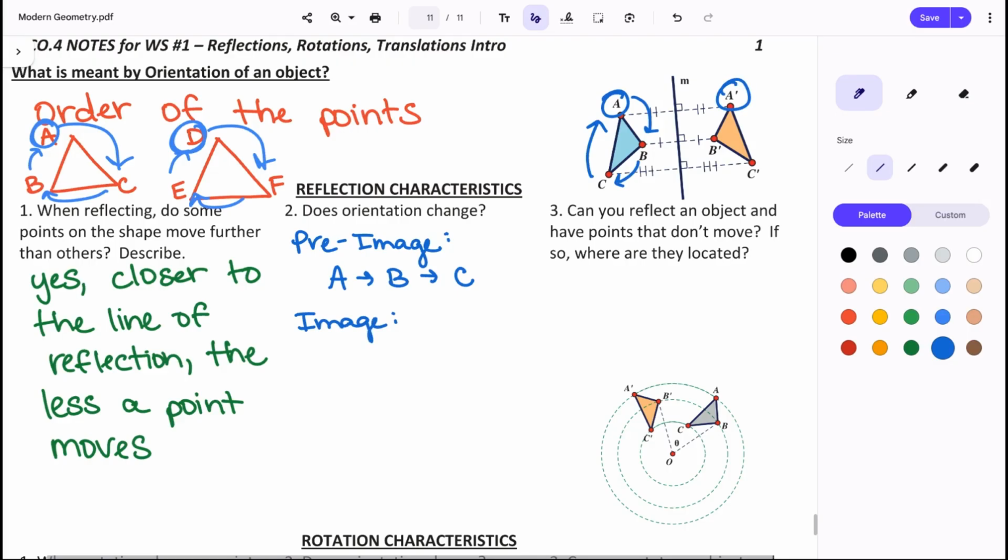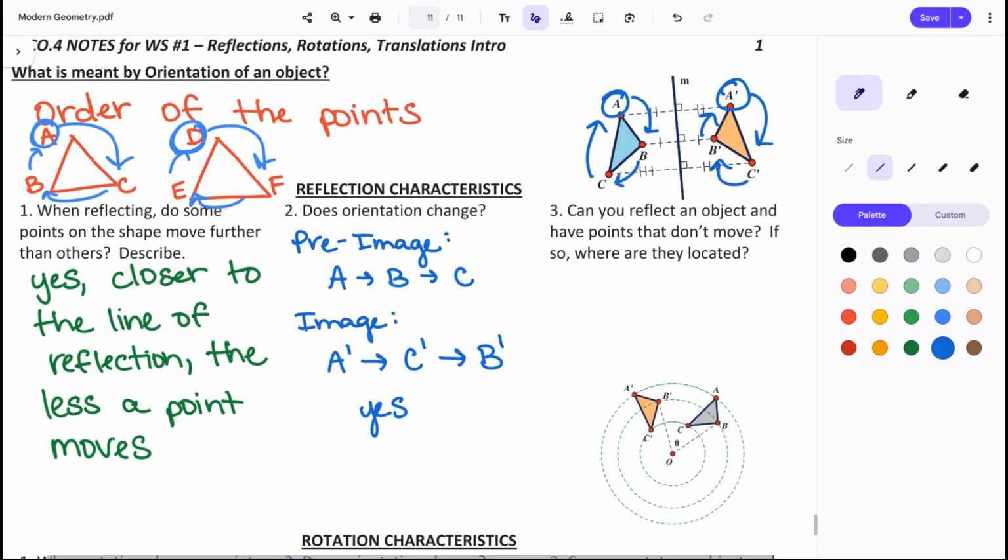So if I start at A prime and I go clockwise, does the order stay the same or does it change? Well, if we start at A prime and we go clockwise, we would go to C prime and then B prime. So did the order of the letters change there? Yes. So orientation does change when you have reflections. And again, that's partly because everything gets backwards on a reflection. So it makes sense that the letters would be in a different order.